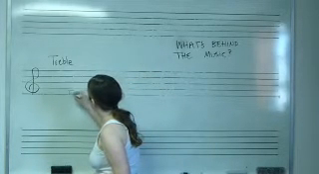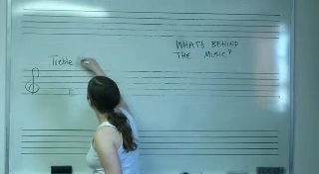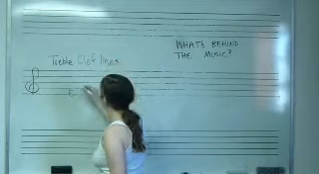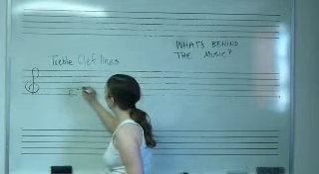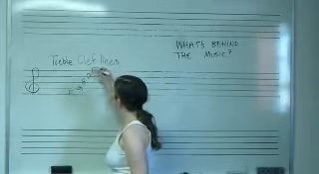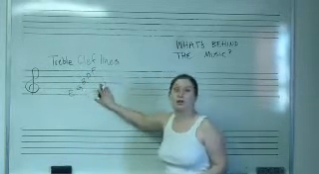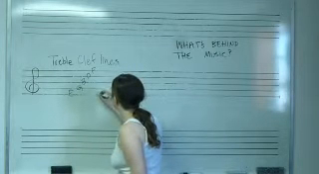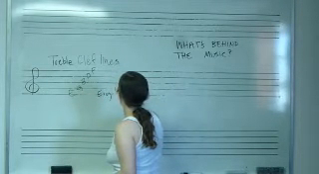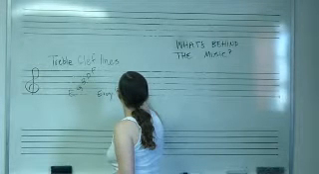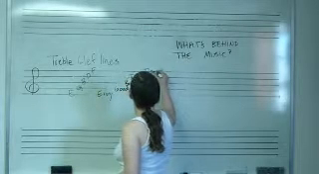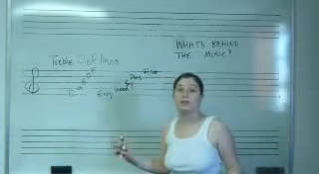And here are the treble clef lines on the staff. E, G, B, D, and F. In order to remember that order, we use this little mnemonic device. Every good boy does fine. You can use whatever little mnemonic device you want.